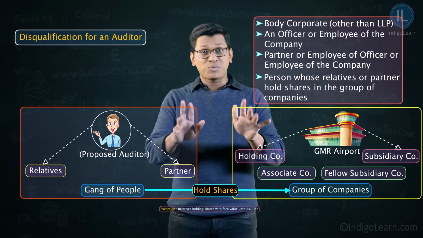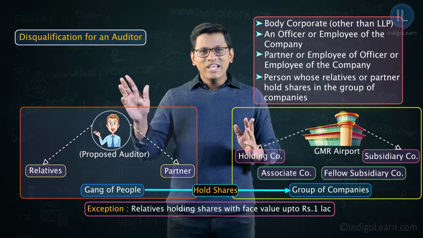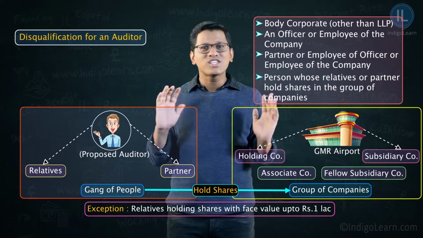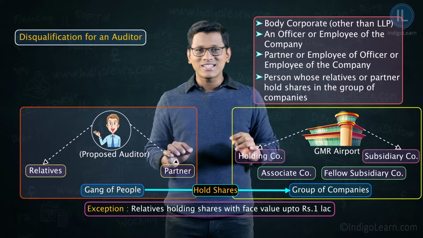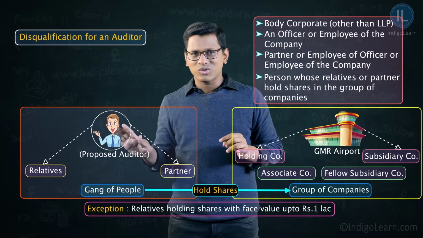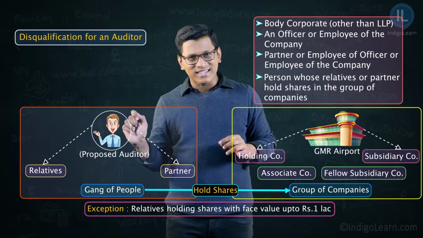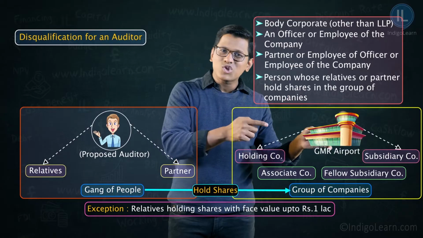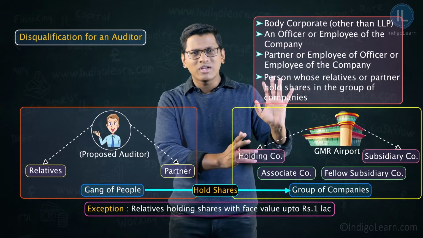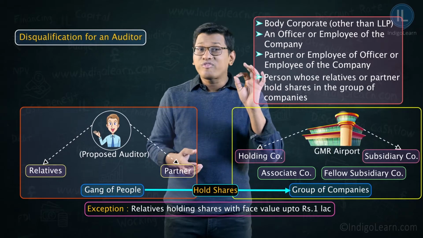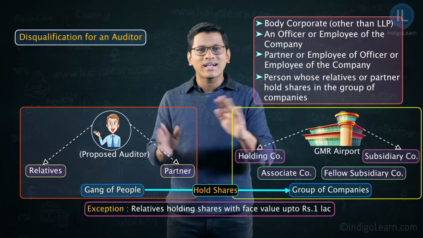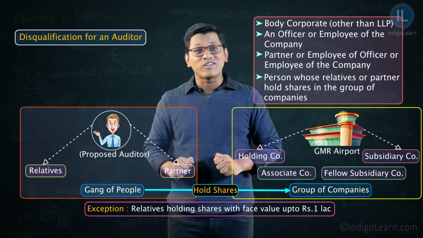Now, there is an exception to this rule. The rule is, if this gang has any share in the group, then disqualified. But the exception is, if a relative as defined under Companies Act holds shares of any company, I mean all companies put together in this group, shares in the group of a face value up to 1 lakh, then there is no disqualification.